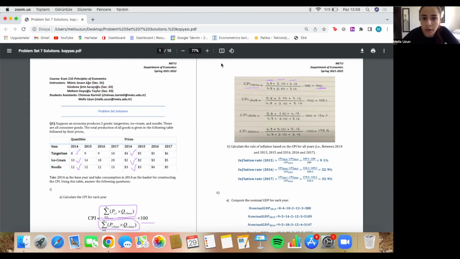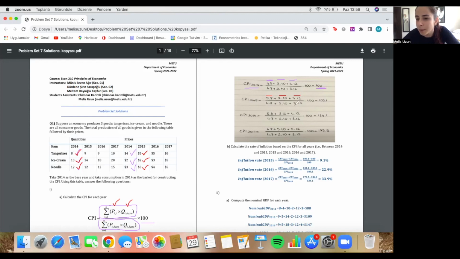So let's look at 2015. I will use another color. We need to multiply prices of these goods in 2015 with the quantities of these goods in 2014. So let's look. Tangerines are $5 and their quantity in 2014, the base year, is 8, so we multiply them. Ice cream is again $2, their quantity in 2014 is 10, so we multiply them. And noodles are $3, their quantity in 2014 is 12, so we multiply.